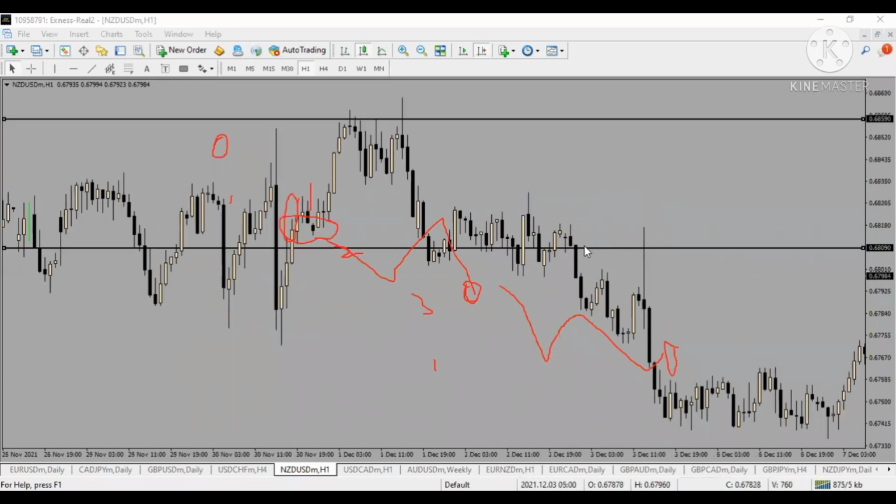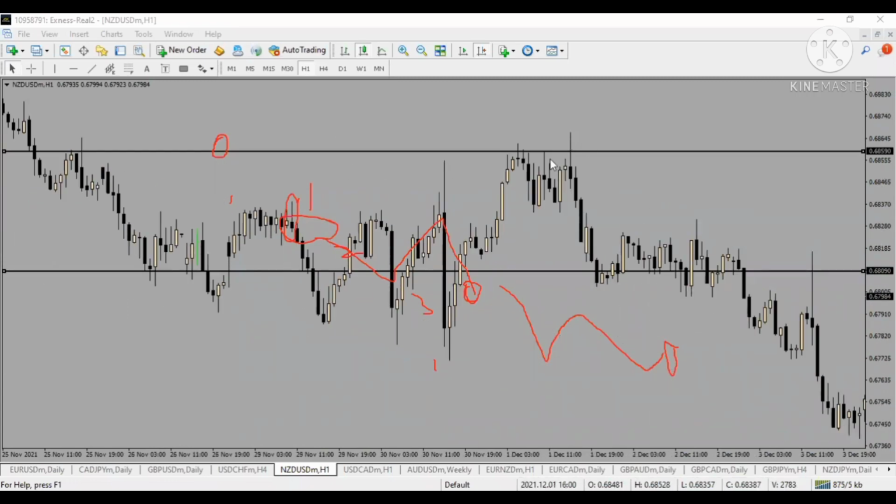So let me break this down easily. Look at what price is doing. After even rejecting at this point, he still has the guts. Look at this. He still has the guts to come on. After rejecting from this point, he comes and rejects from this point. Rejects from this point. Watch that.